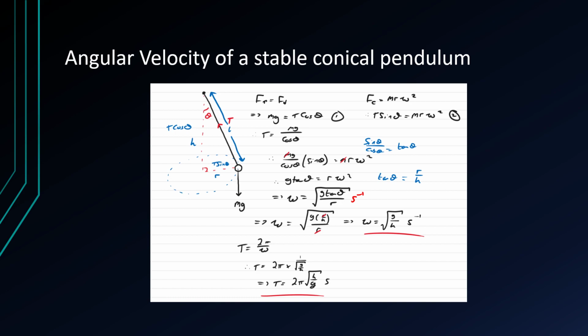Now, for the time for one revolution, I have kind of cheated a bit and used a thing from simple harmonic motion, but you can actually do this straight from omega is theta over t, where theta is 2 pi. So t is 2 pi over omega, which gives t equals 2 pi times the square root of h over g seconds. This is similar to the period of a simple pendulum, which we will cover in simple harmonic motion, as 2 pi times the square root of L over g seconds.